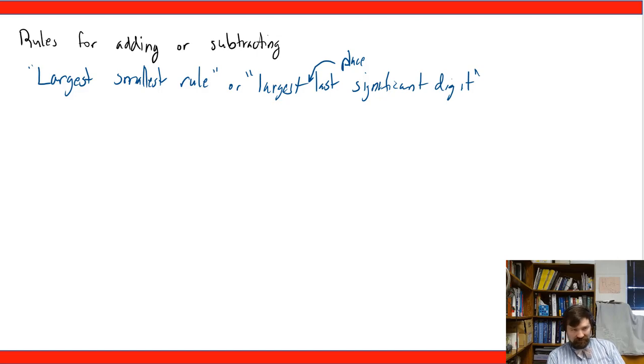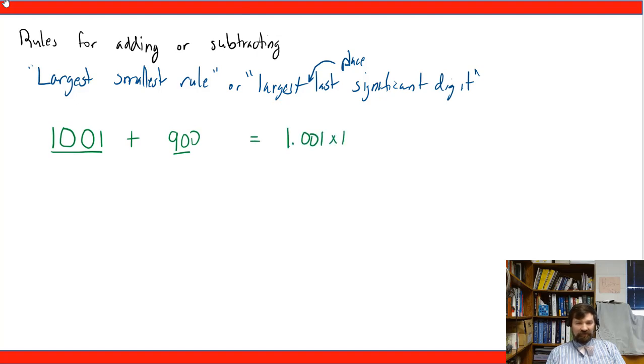So sometimes it's easier to just go by example. Let's say that I have 2 numbers that I want to add. I have 1,001, and to that I'm adding 900. Let's say that for this one all digits are significant, and for this one only these 2 are significant. So you could also think of this as 1.001 times 10 to the 3 plus 9.0 times 10 to the 2. Okay? So I want to add those 2 digits.